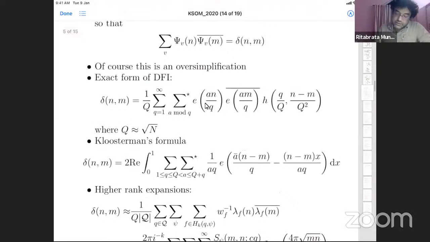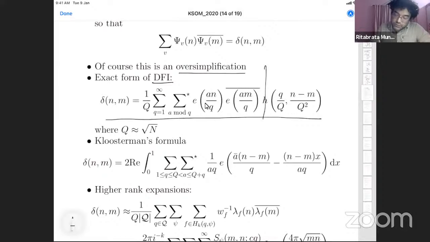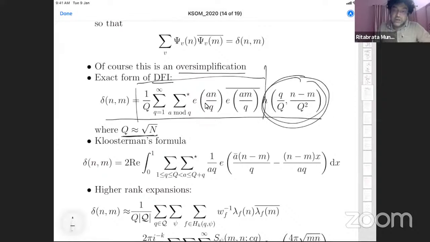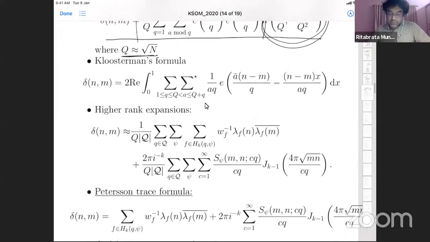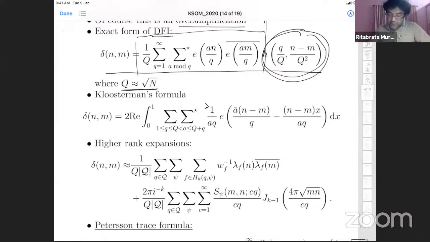And as I said, this is an oversimplification. The delta is not exactly equal to that. The original DFI formula looks like this, where I was just writing up to this part. And there is a function which is not really bad if you pick your modulus going up to root N. If you pick your modulus smaller than root N, then there will be a lot of oscillation in this function, and you have to control that. But it's not really a problem. It's not very explicit, but if you look at the Fourier transform of that, that's kind of well behaved. So it's not bad. This formula was written down around the 1990s.